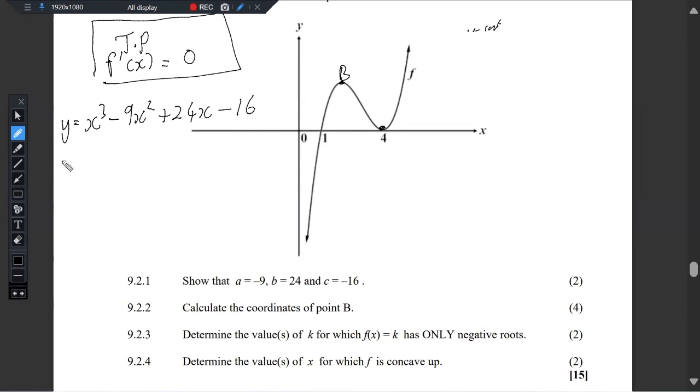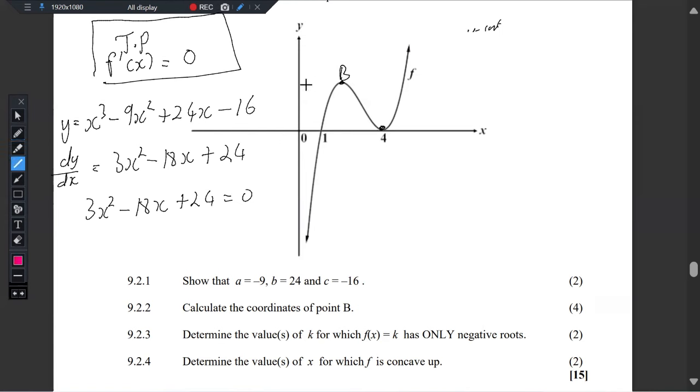Now, the first thing that we have to do is obviously derive this. So dy/dx is 3x squared minus 18x plus 24. Now, we are supposed to equate our derivative to 0. So this will be 3x squared minus 18x plus 24 equals 0, because we are trying to find the coordinates of the turning point. The reason we do that is because the gradient at those turning points is equal to 0, because that's where you'd put a parallel line. Now, we all know that the gradient of a parallel line is always equal to 0, right?